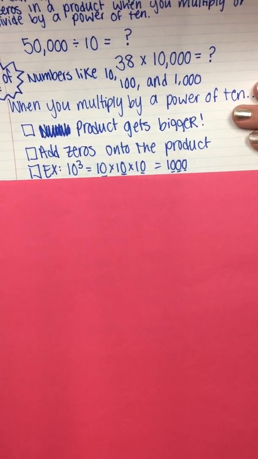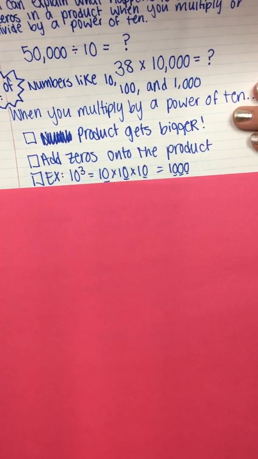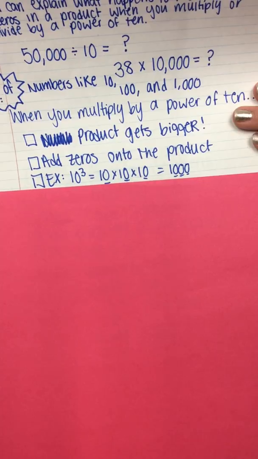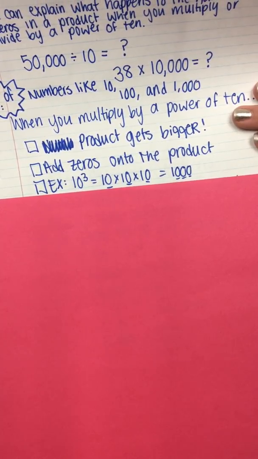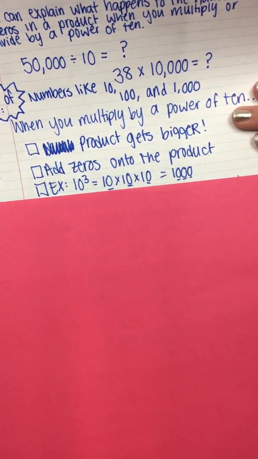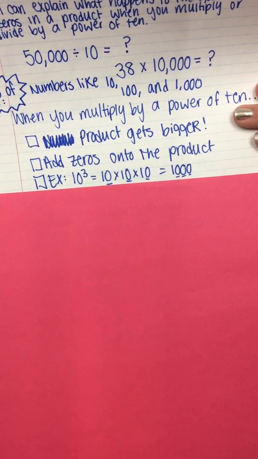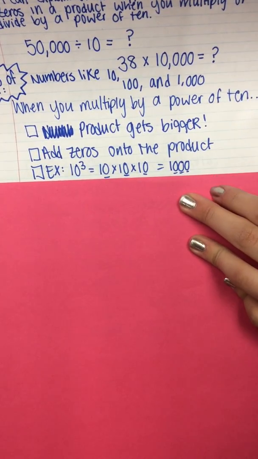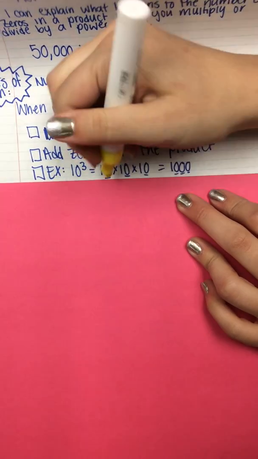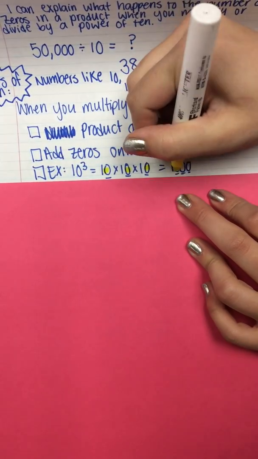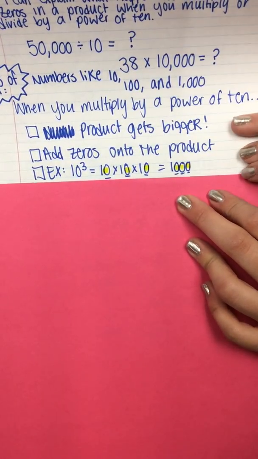As an example, 10 cubed, or 10 to the third power, would be 10 times 10 times 10. I see 3 zeros in that sequence, 10 times 10 times 10. Do you see the 3 zeros that I underlined? And so I would have 3 zeros in my answer. Do you see how I underlined them? In my product. 1, 2, 3, 1, 2, 3.